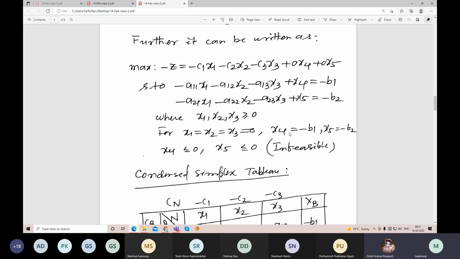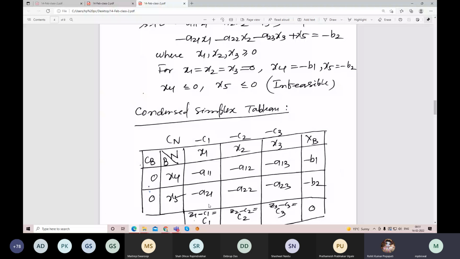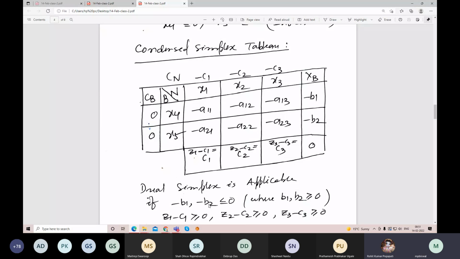Now if this is happening, how do we construct the table? The table will be like this, with the same basic and non-basic variables. The non-basic variables are x1, x2, x3, and the basic variables are x4, x5. The coefficients of the basic variables are 0, 0. The coefficients of the non-basic variables, earlier c1, c2, c3, are now minus c1, minus c2, minus c3. Yes or no? Then the first row is minus a11, minus a12, minus a13 with x4, equal to minus b1, and similarly for x5.